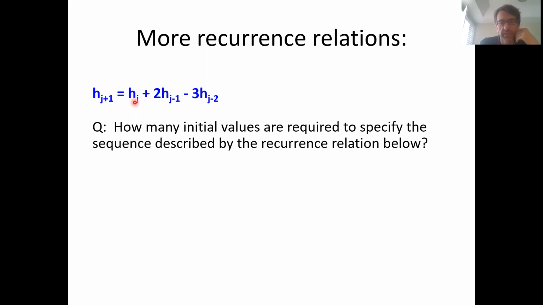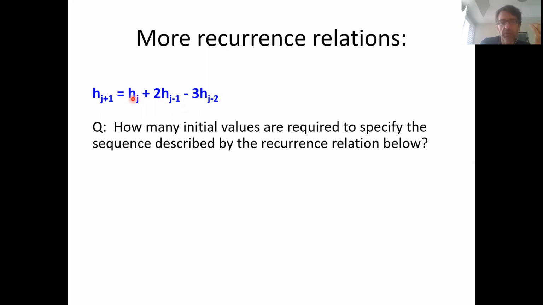The sequence element at index j, the sequence element at index j minus 1, and the sequence element at index j minus 2, and then it applies some algebraic formula to them, right? Takes this once, takes this guy twice, and adds, but then subtracts 3 times this. So how many initial values do you need for this to successfully define an infinite sequence?